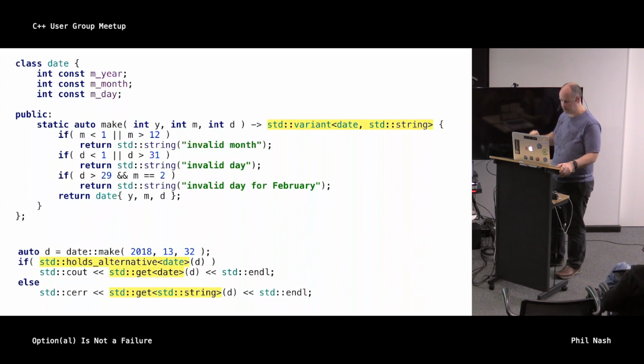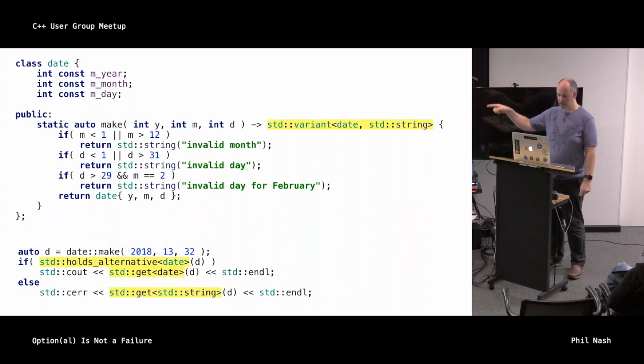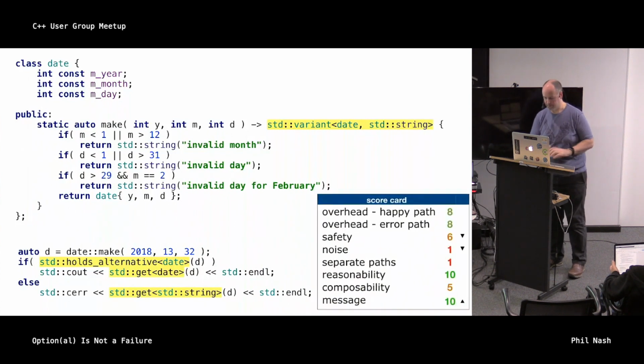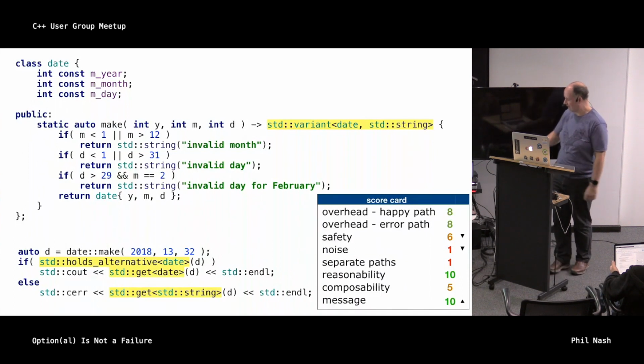Obviously, this example is a little bit contrived. And in the usage code, we can ask it whether it holds an alternative, i.e. has a particular type in there. If it holds alternative date, then we follow the happy path. And then we can use std::get to actually get the date out, or std::get to get the string out in the case of an error. So we can do all of that, but I have to admit, it's pretty ugly. I wouldn't do this in practice, but let's just have a look at the scores.